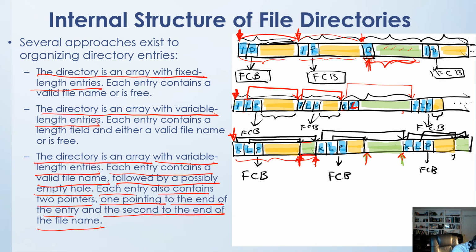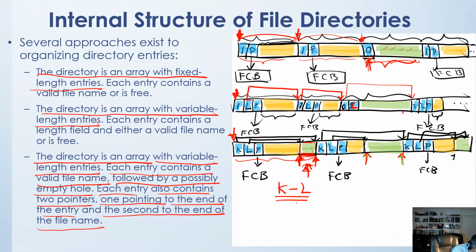So what is the hole? The hole is basically K minus L. That gives you the length of the hole. If the length of the hole is big enough to accommodate the file information, the file name, and also the pointer for the file control block, then you can allocate the file into that space.